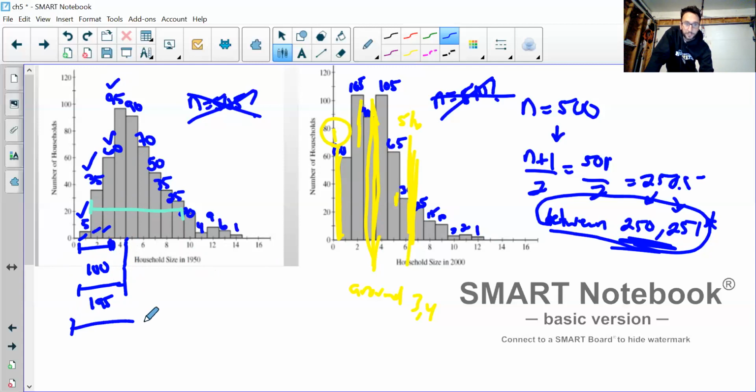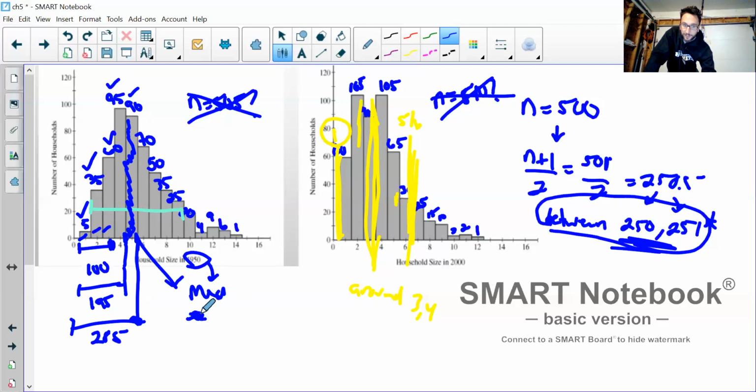But then from here to here, sorry, I was a little off. That's our first 285 data values: 5 plus 35 plus 60 plus 95 plus 90. So if we're going from 195 to 285, that means the 250th and 251st had to be in this bin. And so we arrive at the conclusion that the median for 1950 is, because I'm not positive, about 5.